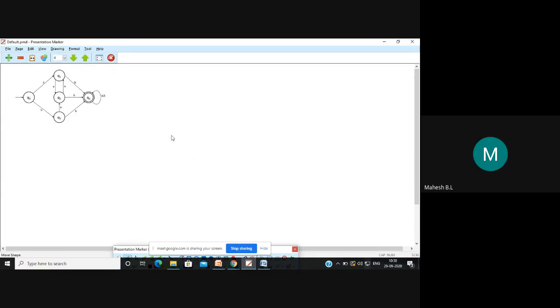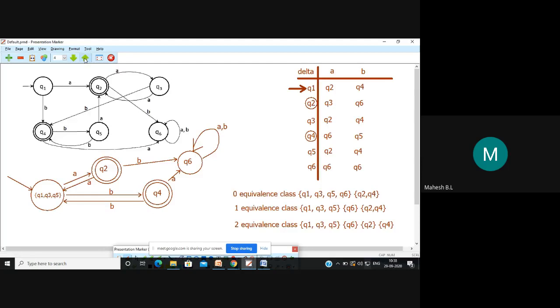This is the given DFSM. You need to minimize it. For minimizing, the first step is to draw the transition table. So let's draw the transition table.